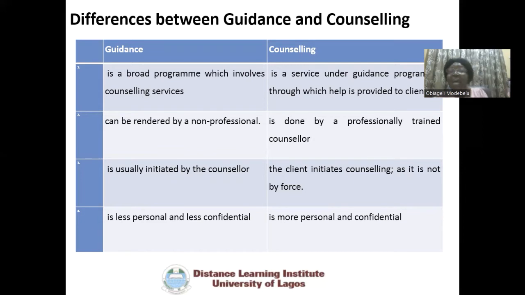Guidance is less personal and less confidential. There's nothing to hide in guidance because it's information that you're giving out, and information you're giving out concerns everybody that is involved. Whereas counseling is more personal and confidential. Whatsoever you are discussing with a client during a counseling session should not be divulged, except in cases where there's a danger. And then you must inform the client that you are divulging this information, maybe to the authorities or to somebody that may also bring another form of help that is needed to solve the problem.